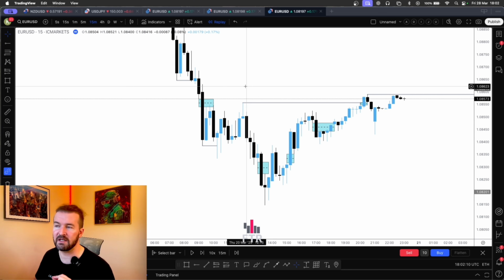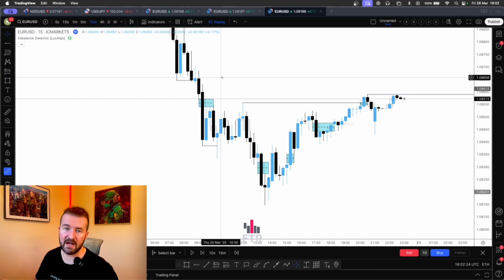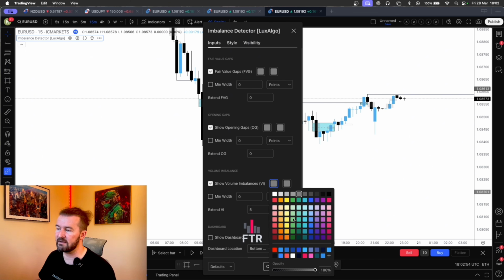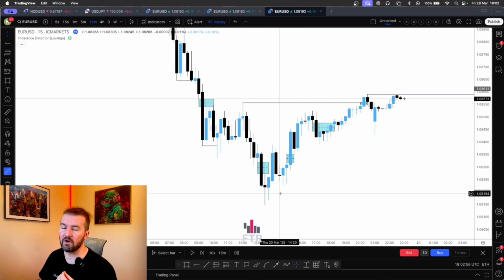Now, just a little tip of what you can do. As you can see, I don't typically use indicators on my chart at all. I like to have a nice, clean, naked chart set up, but I have used an indicator up here. It's called the imbalance detector by Lux Algo. I've just changed the settings very slightly. I know some people will call them fair value gaps, but they're predominantly in stock trading rather than Forex. Opening gaps and volume imbalances. I just keep all of those on because they're pretty much the same thing. And I've just made them a little bit gray, so they stand out on my charts.